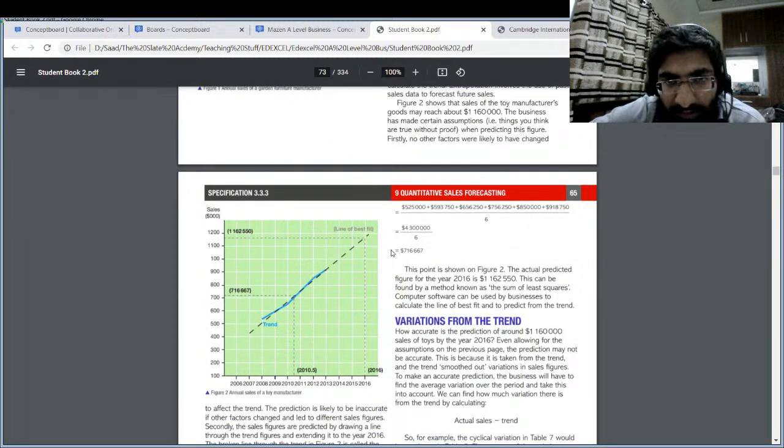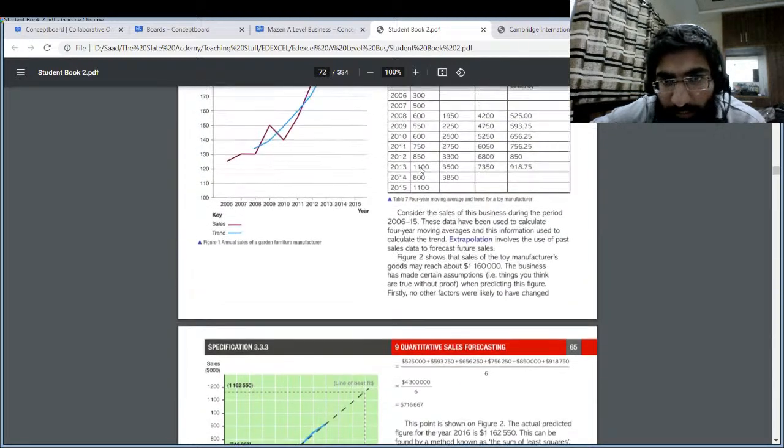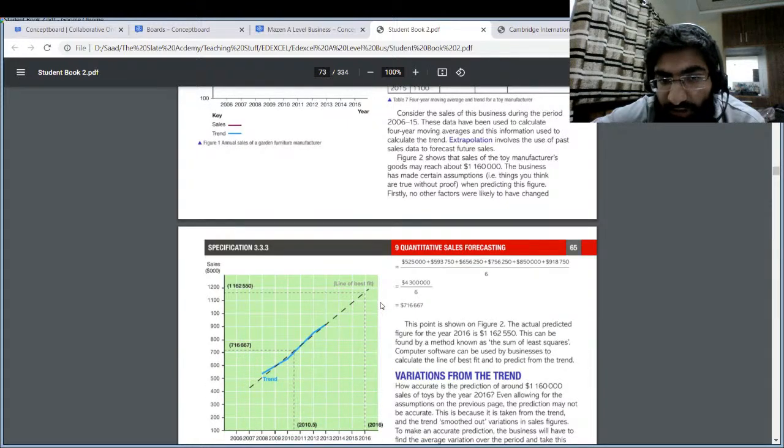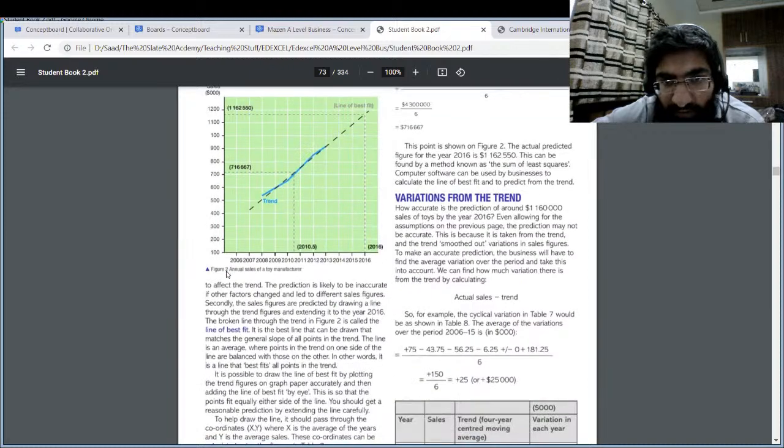For example, this data is up till 2015 and this trend line is up till 2013. If you have data till 2013 and you want to predict the sales in 2016, you have drawn this trend line, you just extend it in future and see where it intersects the x-axis and where it points to the y-axis, and you will have the trend line.